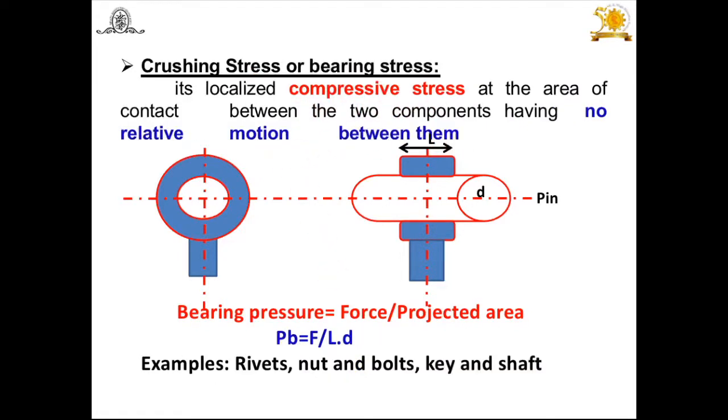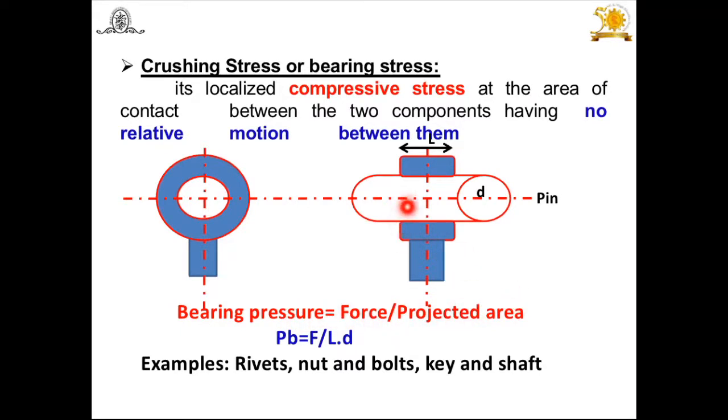Then another term is crushing stress or bearing stress. Take the same example, but now this pin and this bracket have no relative motion between them; they are properly fitted, and the induced stress here is a compressive stress. But this compressive stress between two components having no relative motion is known as crushing stress or bearing stress. And again, how to find it? For that purpose, we use the same formula: crushing stress is equal to force upon projected area.